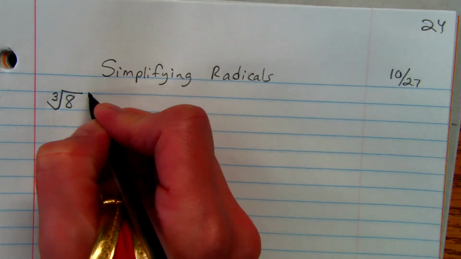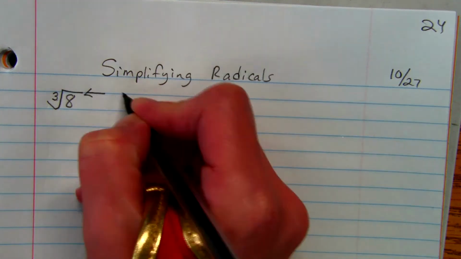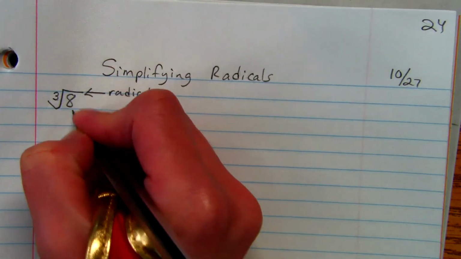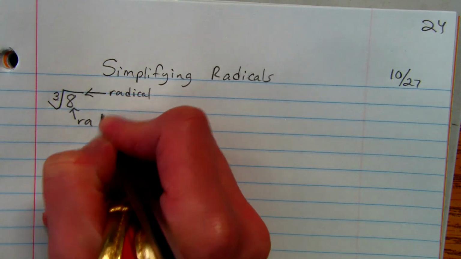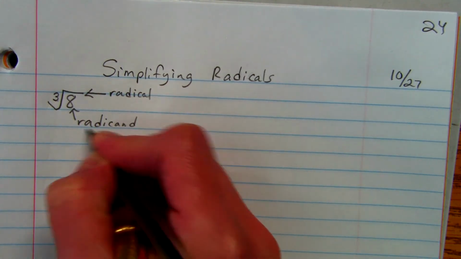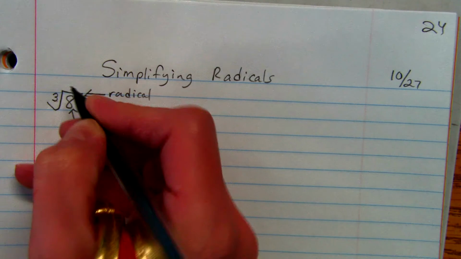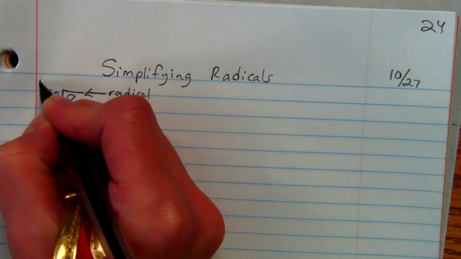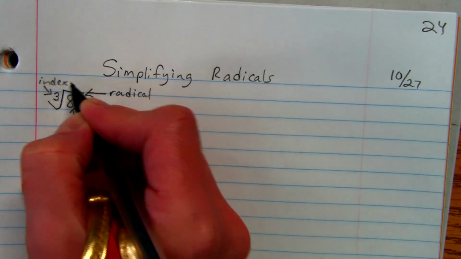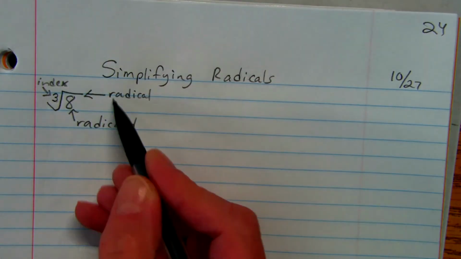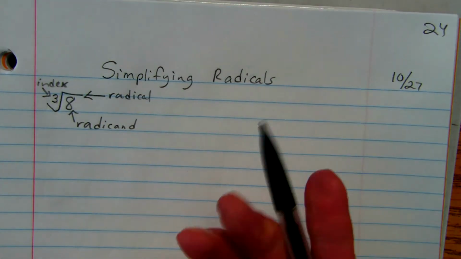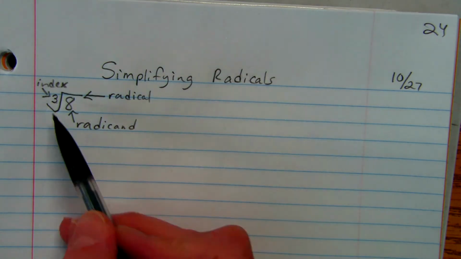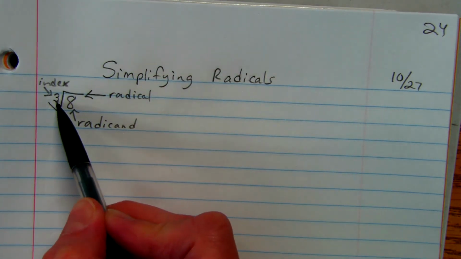So the actual root symbol is called a radical. The number inside is called the radicand, R-A-D-I-C-A-N-D. And then this number out here that tells you what root you're doing is called the index. As far as actually doing these, knowing all those pieces doesn't necessarily become a huge deal, but I could see this being knowledgeable questions.